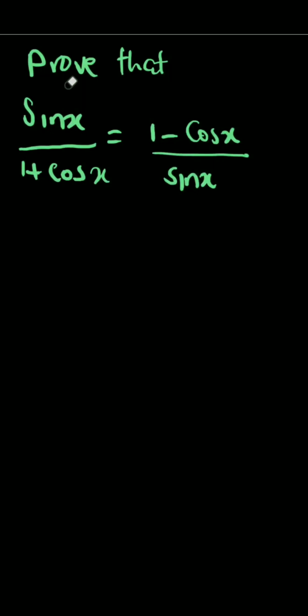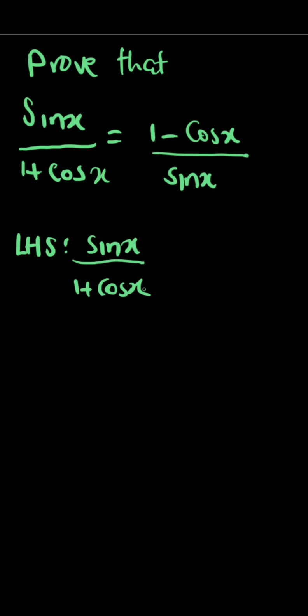Prove that sin x over 1 plus cos x is equal to 1 minus cos x over sin x. So to do this, we're going to work with the left hand side and prove it to be equal to the right hand side. So the left hand side is the same sin x we have divided by the sum of 1 and cos x, like that.